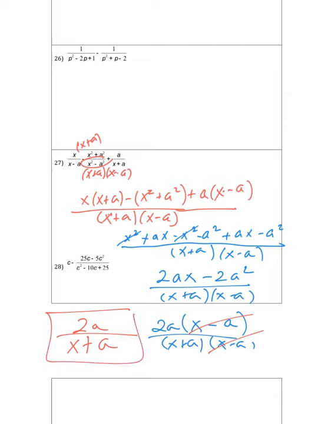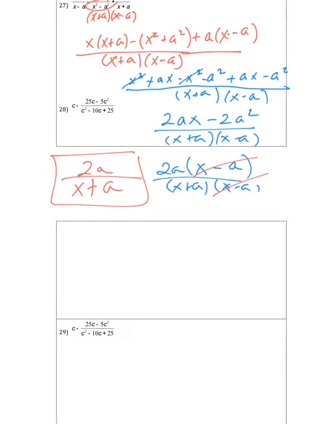All right, that's number 27. And then next I'll go over number 28. So in number 28, I have the c, which is really over 1.